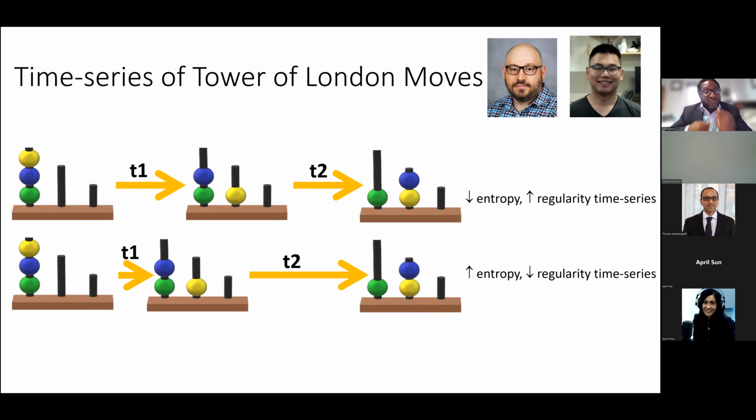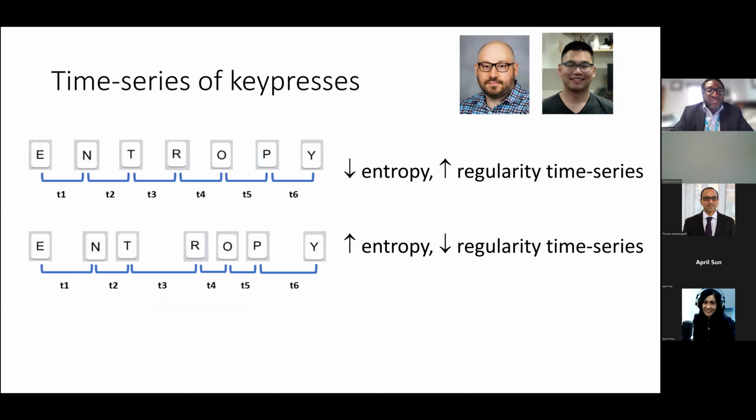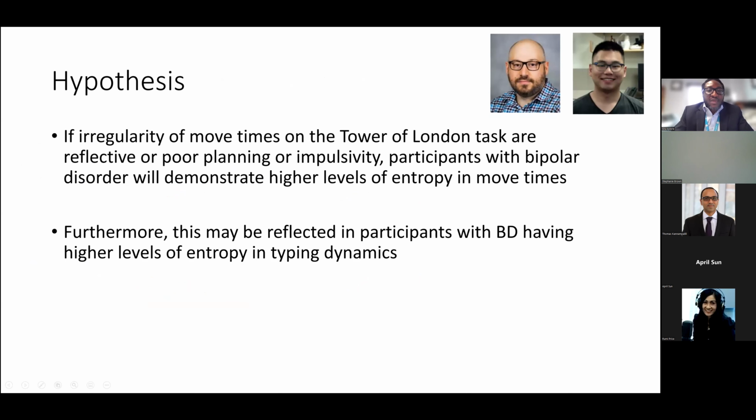However, if you're impulsive and you didn't really think about how to solve the puzzle, you might have a quick first move, realize you messed up, have a slower second move, and so forth. So it would be more irregular, reflective of poor planning. And we can do the same thing with the key presses, right? We can look at the time in between each key press and assess the entropy or regularity of that time series. And our hypothesis was that patients with bipolar disorder who have issues with impulsivity or poor planning should have higher entropy or more irregularity of move times on the Tower of London task. And furthermore, that this would be reflected in the irregularity of their typing.